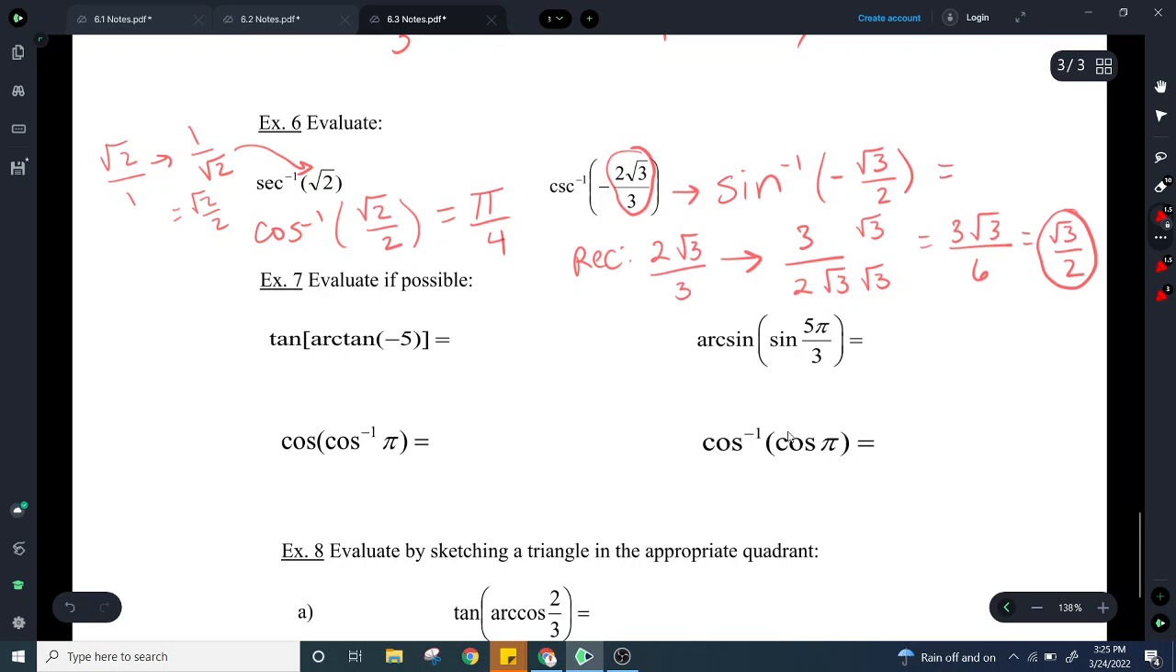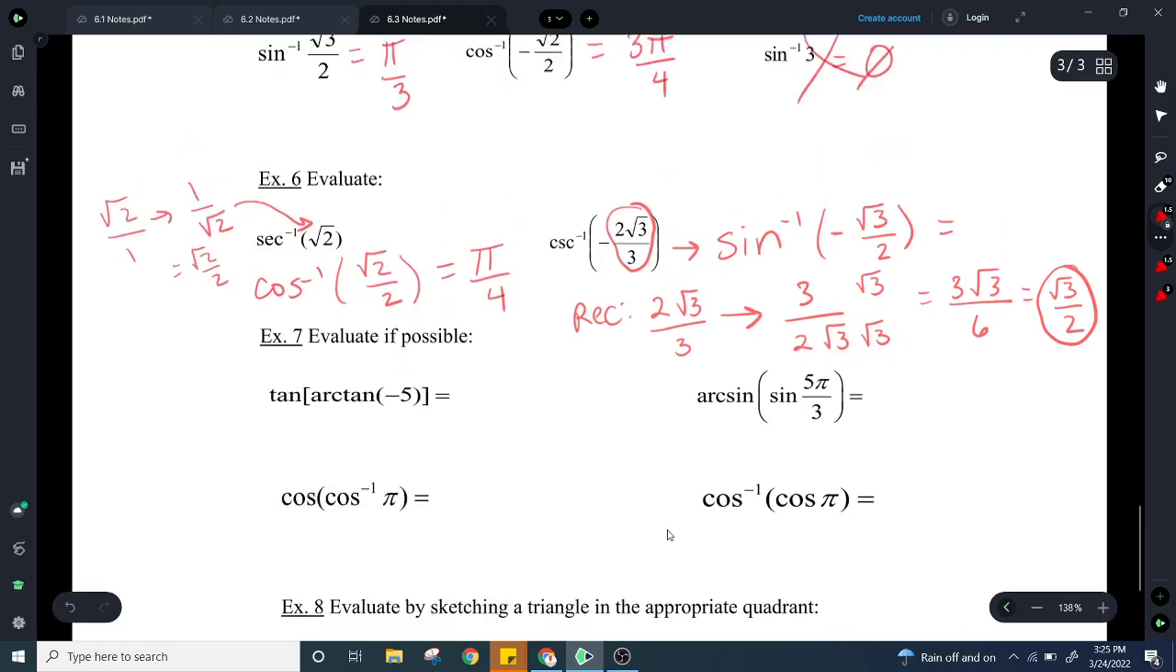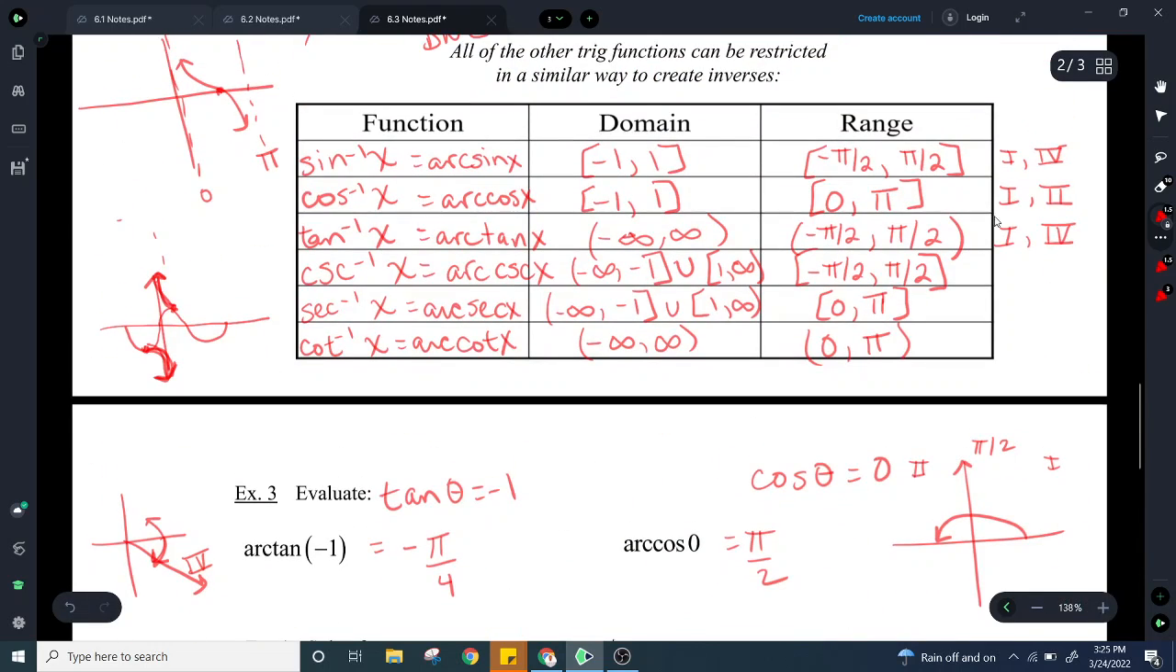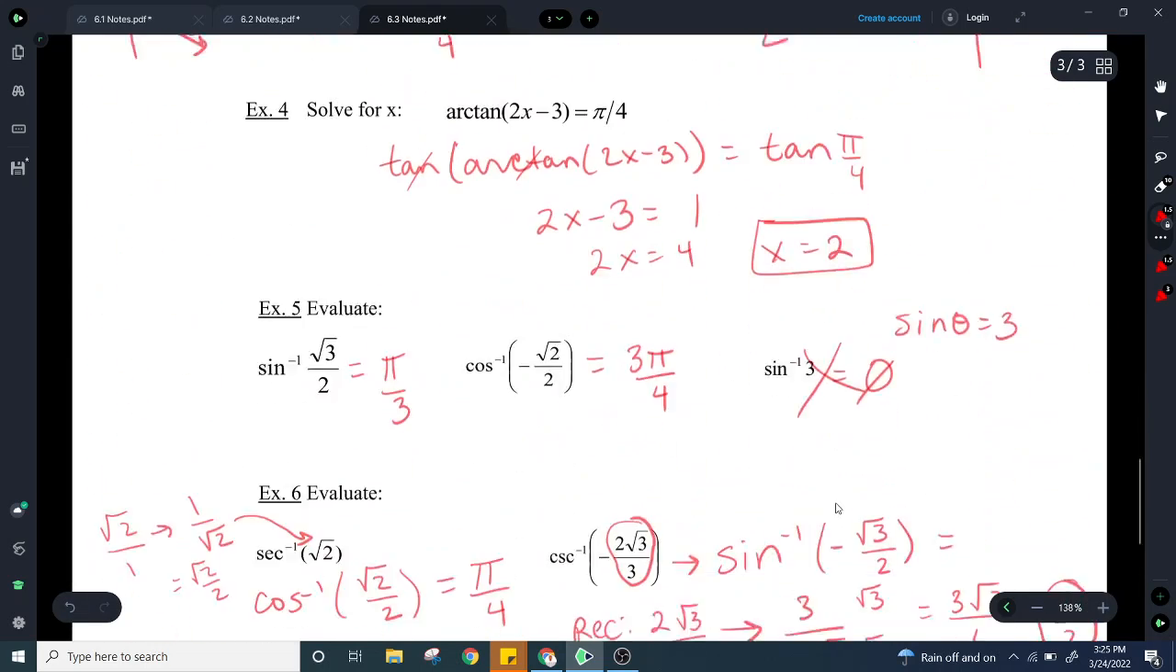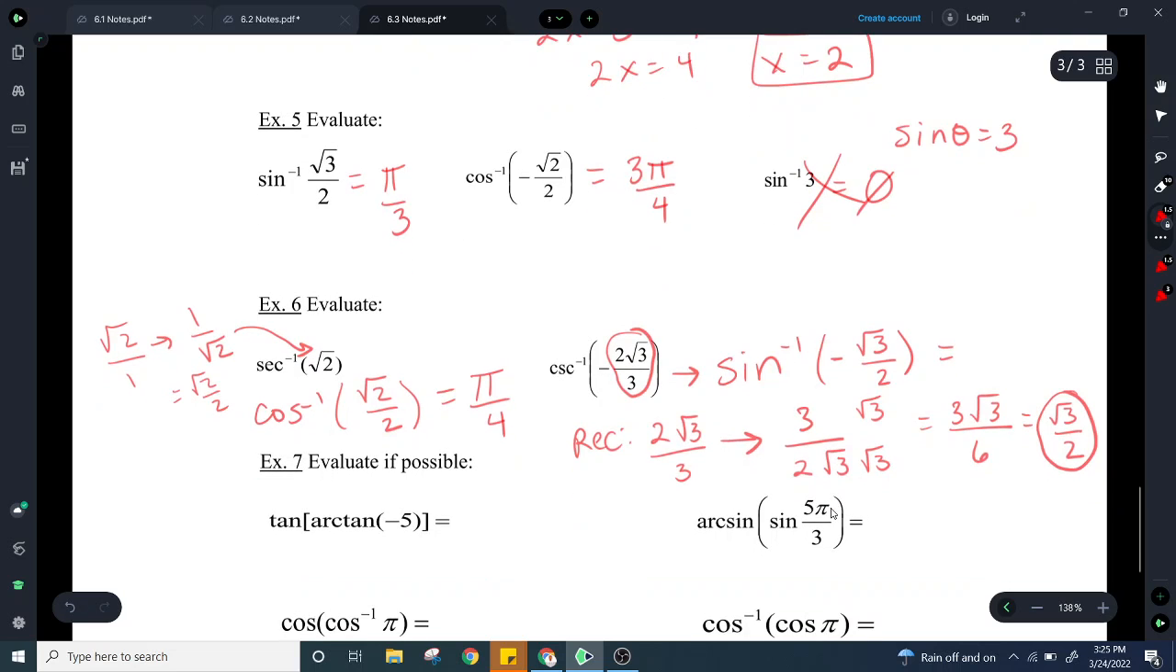Okay, let's think about what quadrant it has to be in. It's negative, so inverse sine negative has to be down here in the fourth quadrant. So working backwards into the fourth quadrant, that would be negative. Where does sine equal radical 3 over 2? Has to be the pi over 3 angle, so it's going to be negative pi over 3. It's going to be our value.